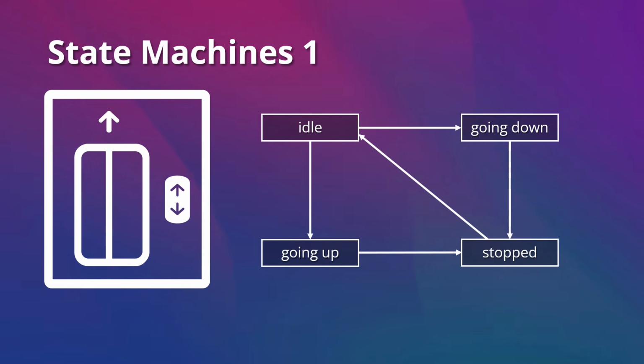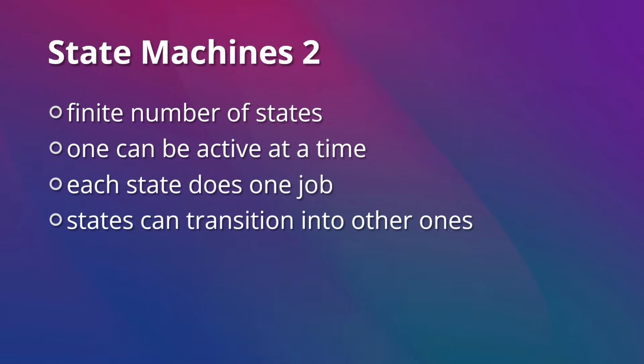Keep in mind that for most transitions, we have a condition which needs to be met. To go from idle to either going state, the corresponding button needs to be pressed. To go from either going state to stopped, the elevator needs to arrive at its destination. So state machines have a finite number of states, and only one state can be active at a given time. On top of that, each state does one job, and that one job only. And the last one is really important, all states can transition into other states.